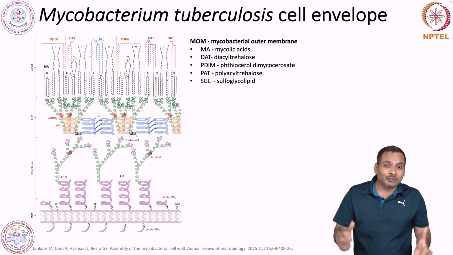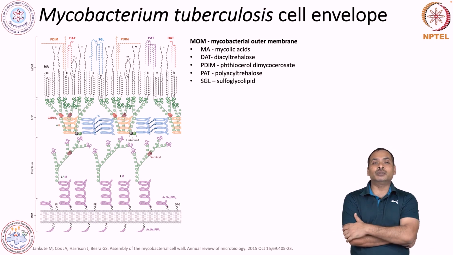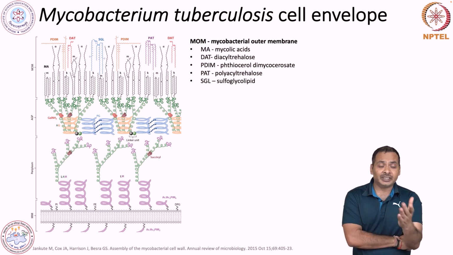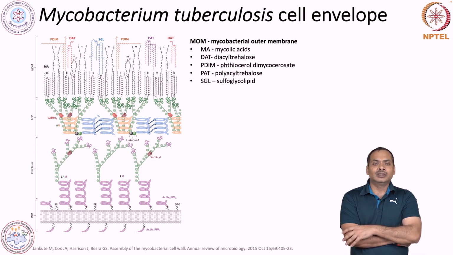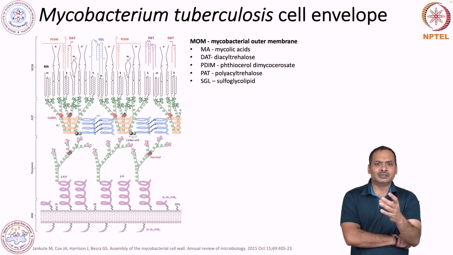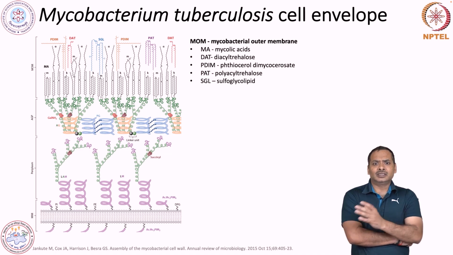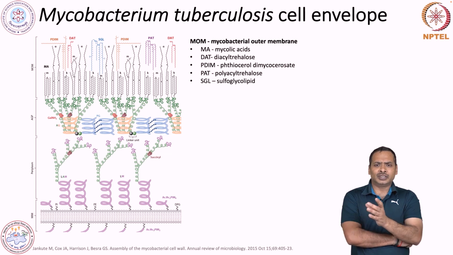Gram-negative bacteria do have an outer membrane, and that contains the LPS. Similarly, Mycobacterium tuberculosis has a mycobacterial outer membrane which contains mycolic acid. There is a diacyl trehalose; here you can see a sugar derivative. There is a thiocerol dimycoserate, which is quite a complex molecule.